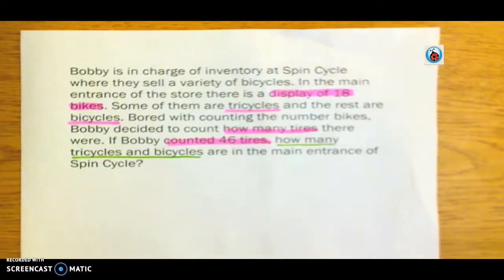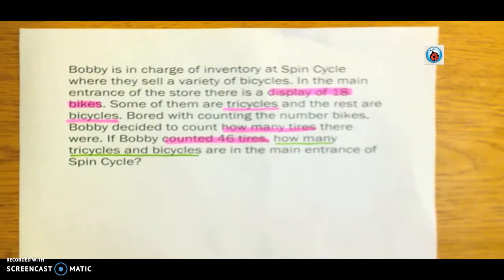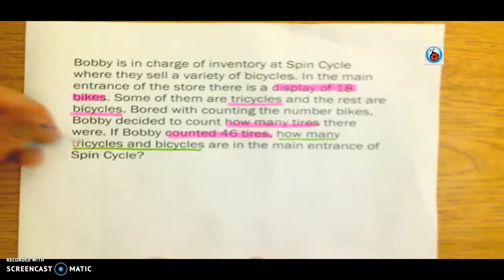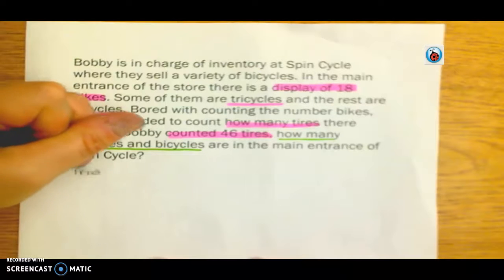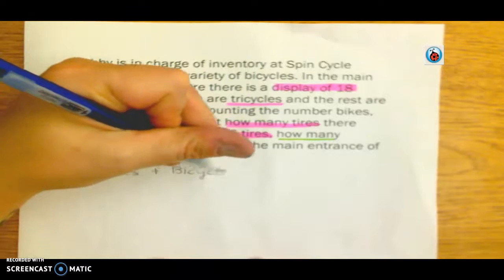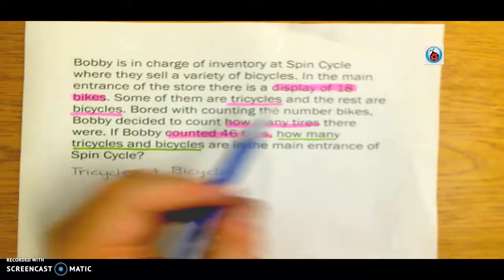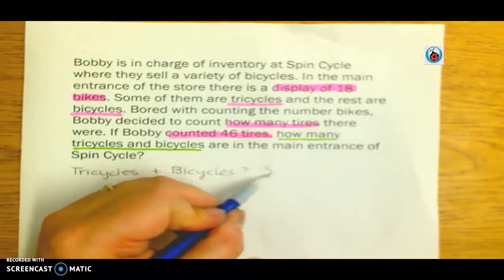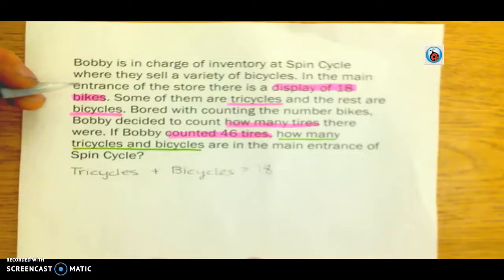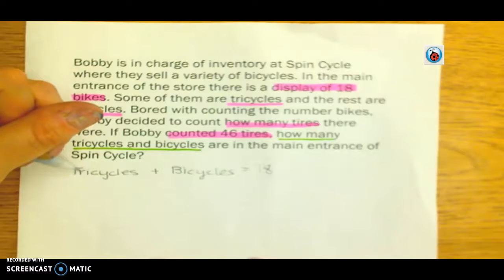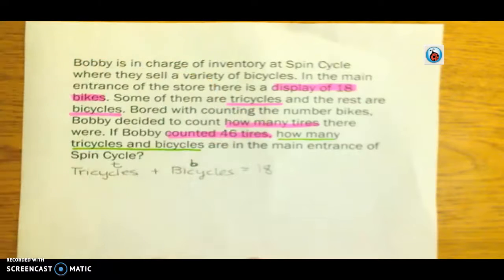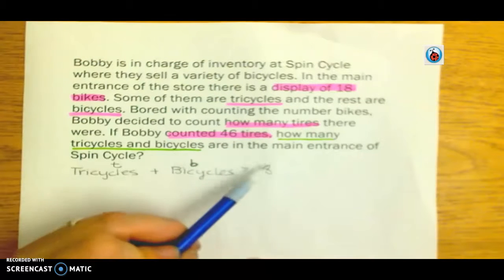All right, so Bobby's making our job a little difficult. Instead of just counting the tricycles and bicycles, he's giving us a little more of a riddle. So let's think of what we have. We have tricycles and we have bicycles, and I know that there's a total of 18 altogether. You could use X, you could use Y, but I use variables that represent what they stand for because otherwise I get confused. So I'm going to use T and B. The number of tricycles plus the number of bicycles is going to total 18.